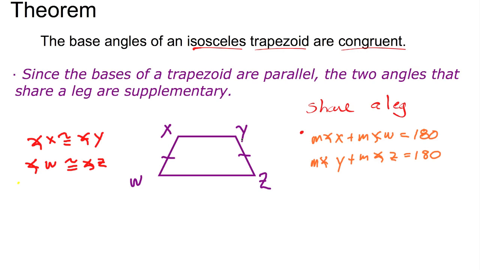And these are really two big relationships with angles in the world of geometry. Either they're congruent or they're equal, or their measures add up to 180. They're supplementary. So angles that share a leg in an isosceles trapezoid, or in any trapezoid for that matter, are going to be supplementary. We're going to see how to use this theorem and property to solve problems involving trapezoids.